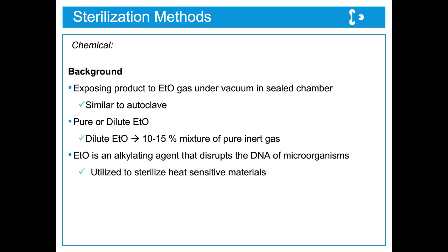Let's start with chemical sterilization. As I just mentioned, it's done by ethylene oxide gas. It's very similar to an autoclave, as the product is put into a vacuum-sealed chamber. The ethylene oxide gas acts as an alkylating agent that actually destroys the DNA of microorganisms. It can either be pure or dilute ETO. So if you're utilizing dilute ethylene oxide, it's important to make sure the mixture of inert gas is around 10 to 15%. Now, chemical sterilization is mostly common when you're working with a heat-sensitive material, such as a plastic that has a low melting point, due to the fact that chemical sterilization is not a high heat sterilization method.